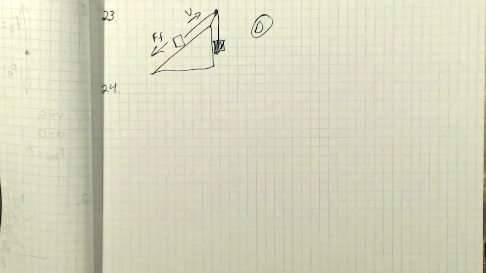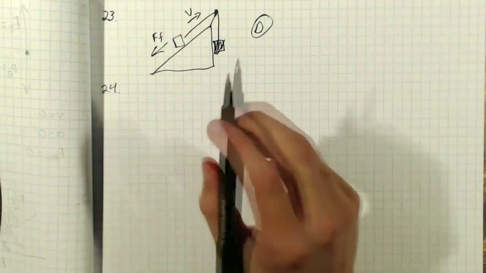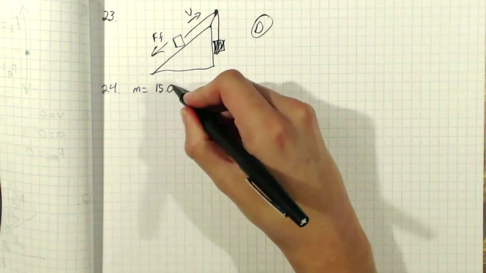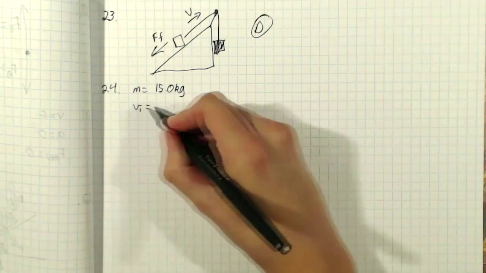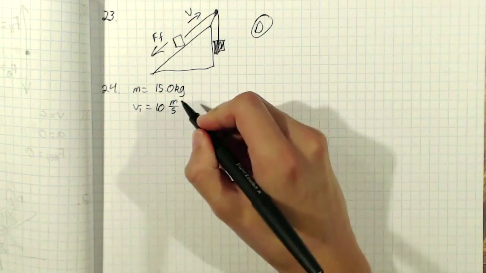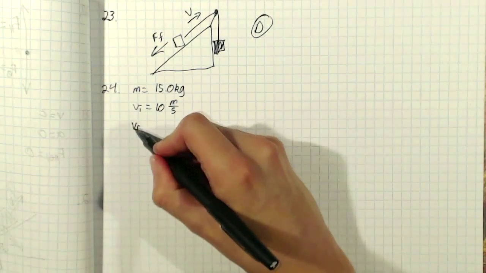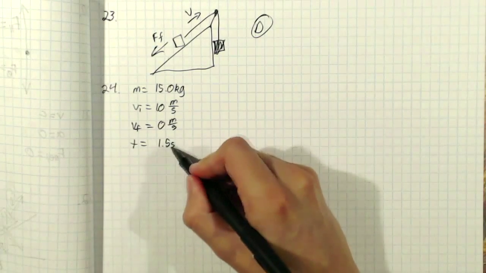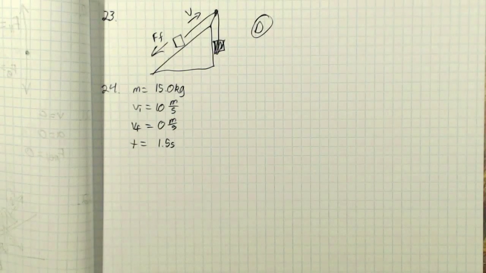Next question is question 24, which says, a constant unbalanced force of friction acts on a 15 kilogram mass moving along a horizontal surface at 10 meters per second. If the mass is brought to rest in 1.5 seconds, what is the magnitude of the force of friction? Okay, let's write down all this information because they gave us a lot. So we have mass equals 15.0 kilograms. V initial equals 10 meters per second. And it's brought to rest, so that means our V final is 0 meters per second. And it's brought to rest in 1.5 seconds, so our time is 1.5 seconds. And it wants to know what is the magnitude of the force of friction.